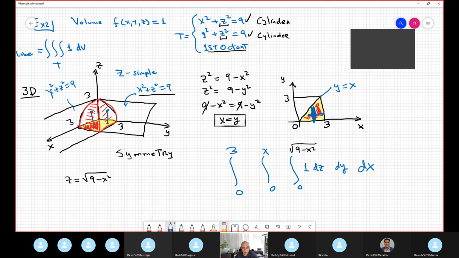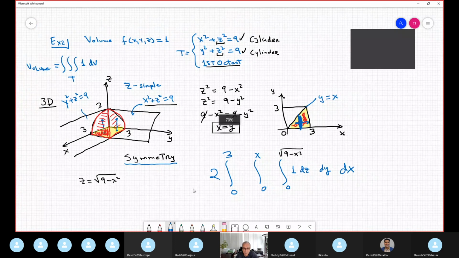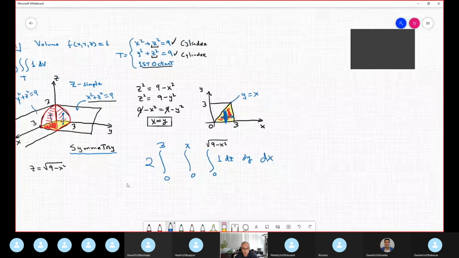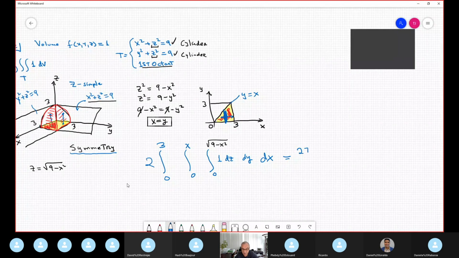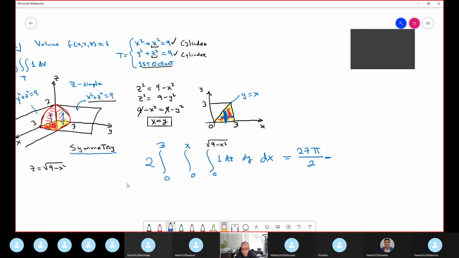Well, I know that the total volume is a multiplication by 2, because I take advantage of the symmetry, no? So another possibility is to set up this integral, que is very, very similar, but I consider it's better doing it that way. Now the rest is put in the calculator, put in Wolfram Alpha. The answer is a little bit weird. It's 27 pi over 2 minus 18.